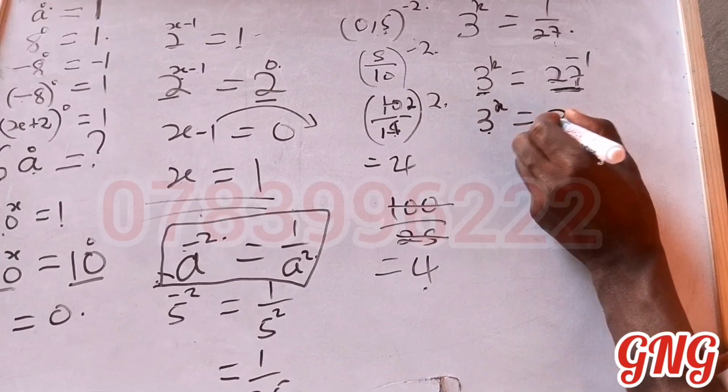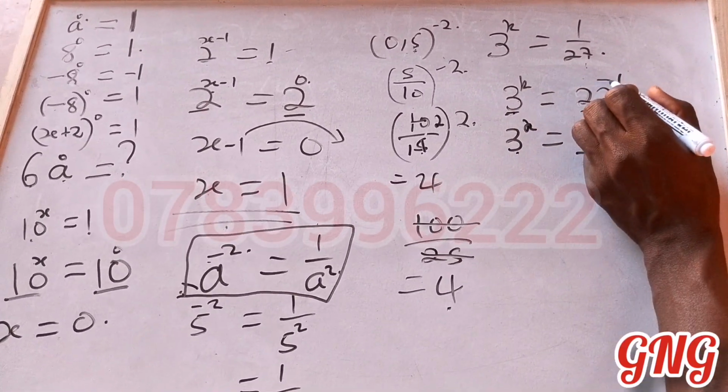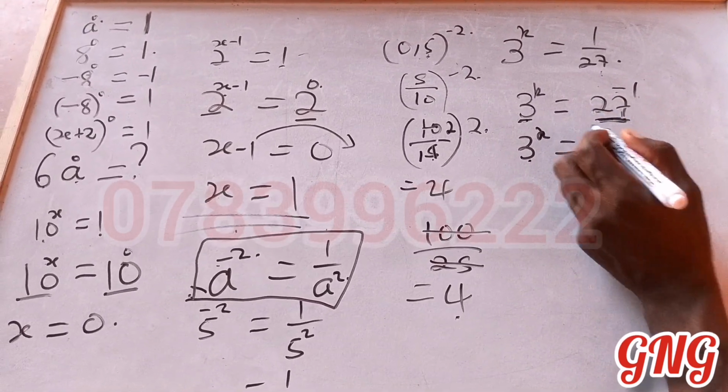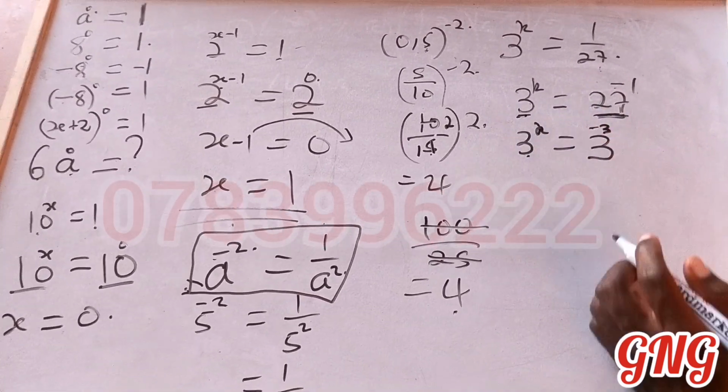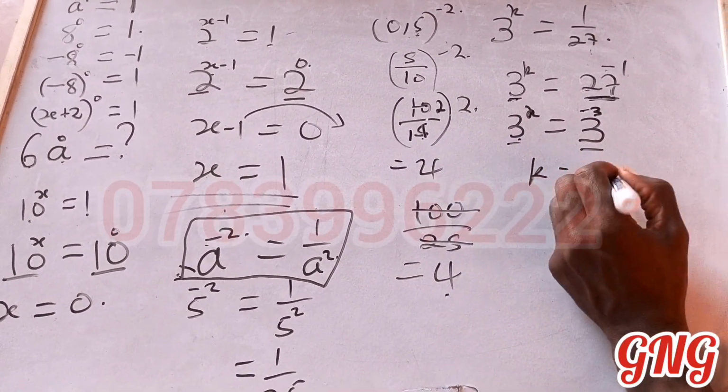So 27 is like 3 to the power 3. Right? But there is a negative sign which is in the inverse. So remember, this 27 is an inverse, so we put this negative here. Then base and base cancel, so k is equal to negative 3.